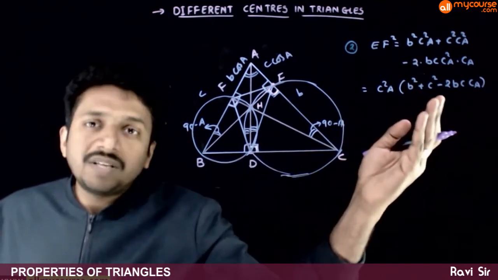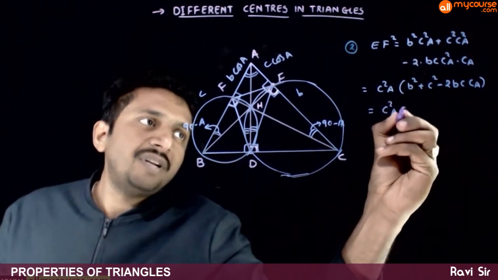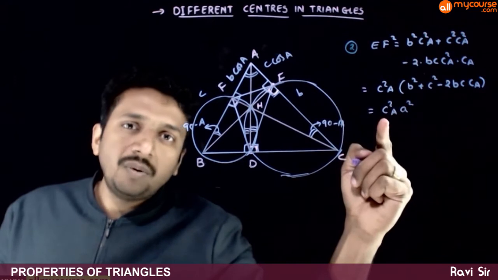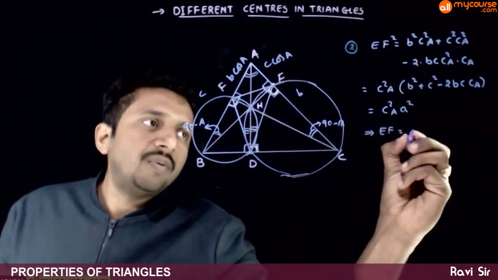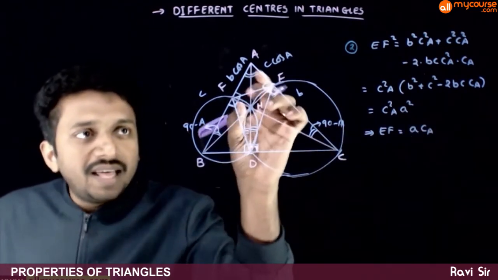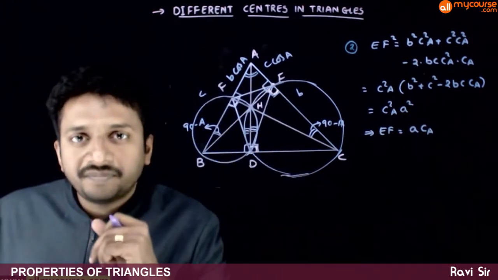So what is b square plus c square minus 2bc cos A? That is nothing but the formula for a square. So this implies EF square is equal to a square cos square A, and this implies EF will be equal to a cos A. The length of EF will be equal to a times cos A.